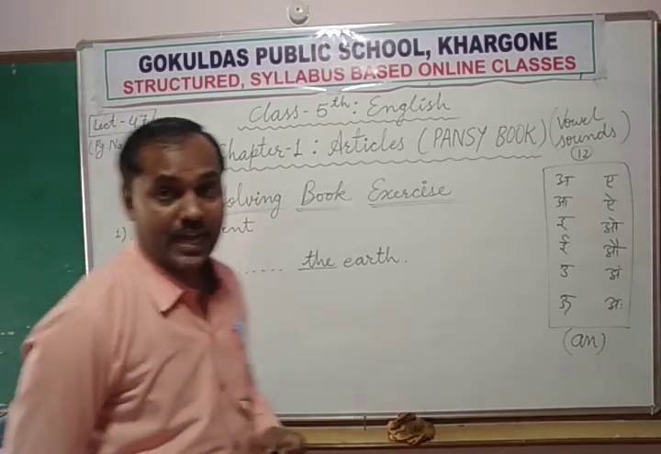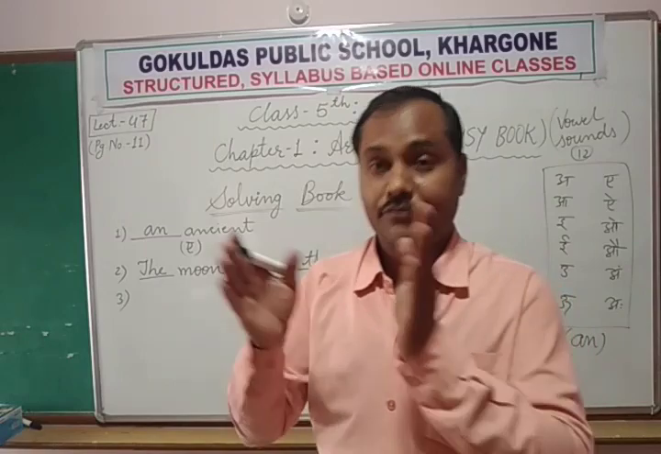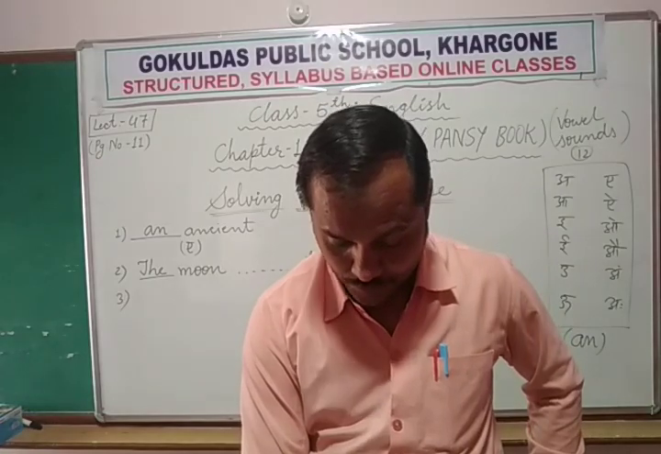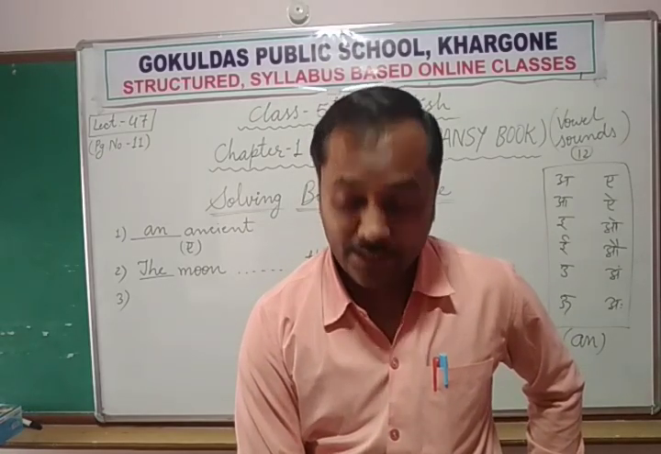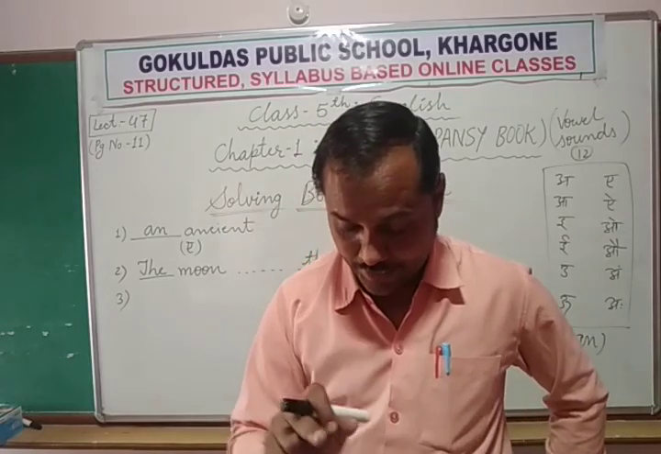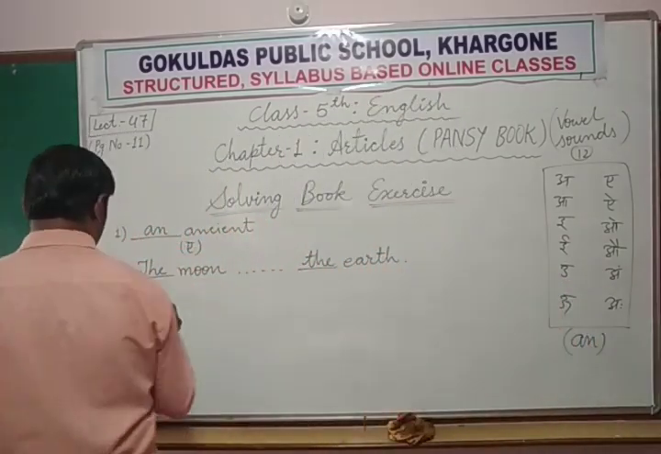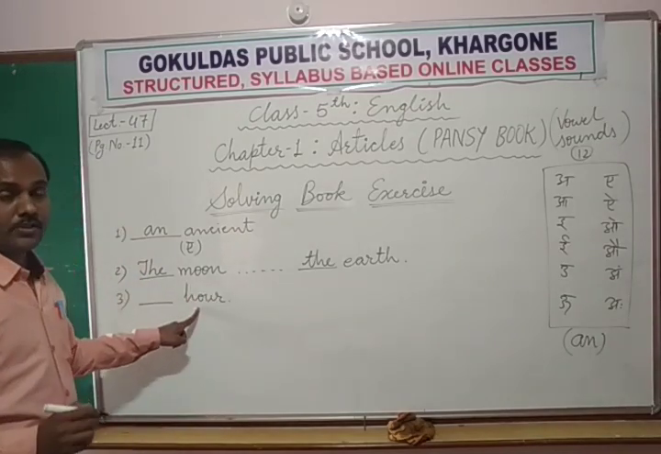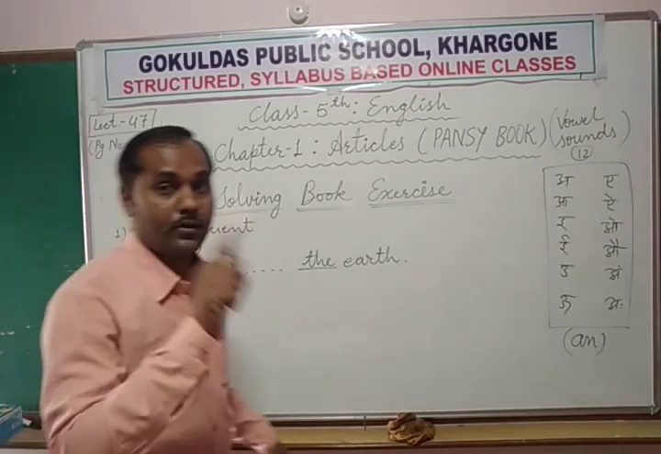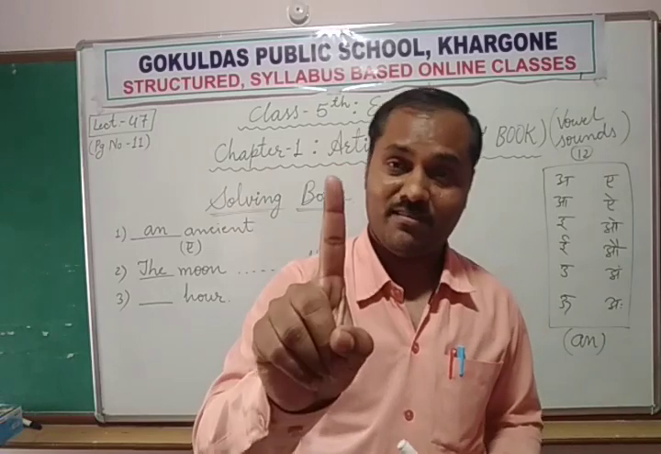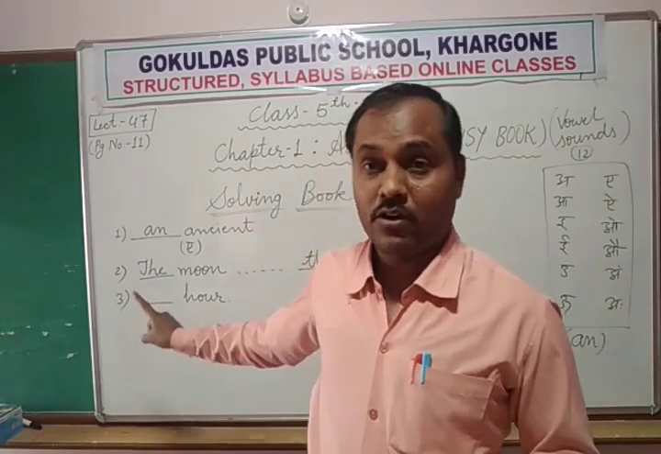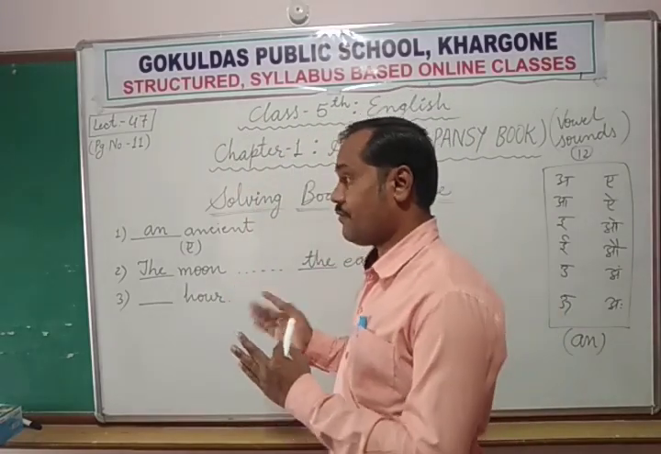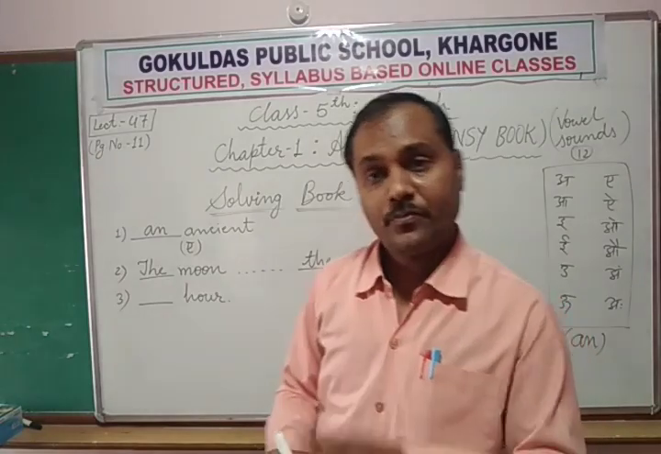These both are definite articles, which are used before definite things. Three, we shall attend the party after blank hour. Now, the article a or an can be used in the sense of one. That is a rule. So, one hour. We want to say after one hour. So in the sense of one, we are using the article a or an.